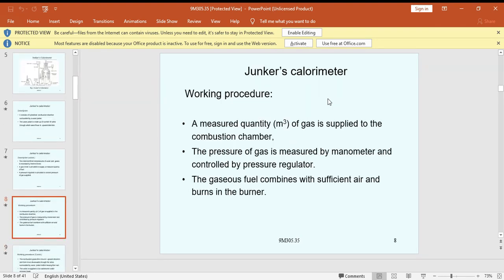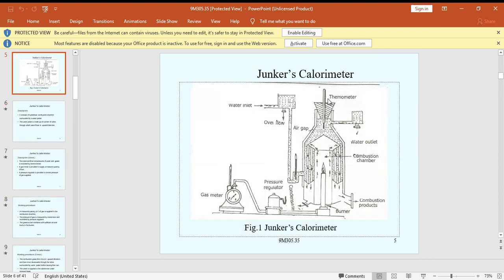Working principle of the Junkers gas calorimeter. In this, the measured quantity of the gas whose calorific value is to be determined is supplied to the combustion chamber through the gas meter, where its volume is measured, and its pressure is regulated with regard to the pressure of the gas by a manometer. The water enters the calorimeter, and the temperature of water entering and leaving the calorimeter is noted by the thermometer. So first the inlet temperature is measured, then the exit water temperature is measured.